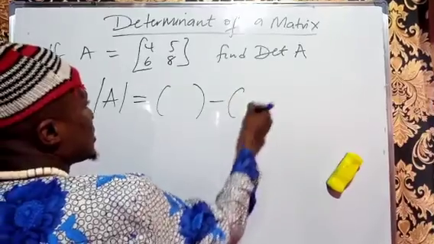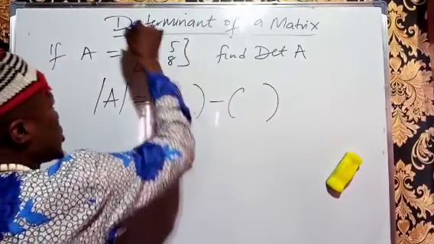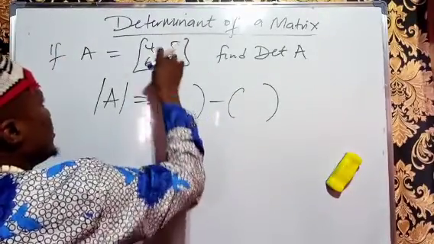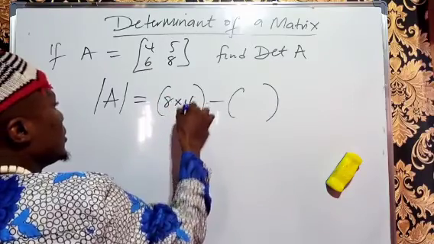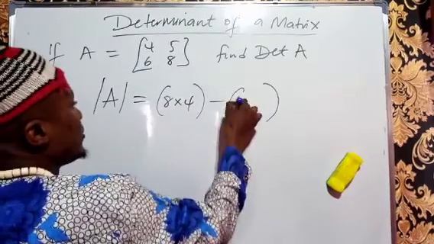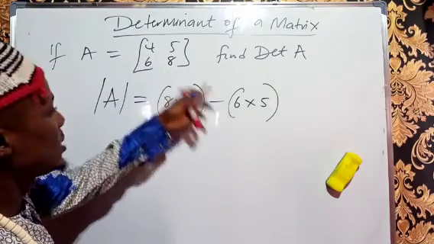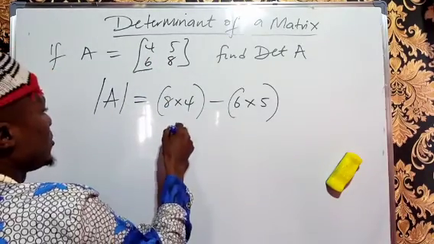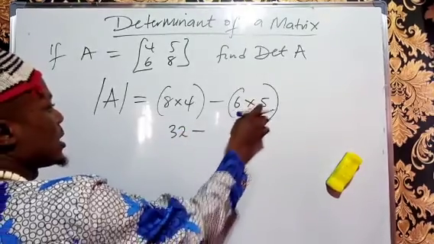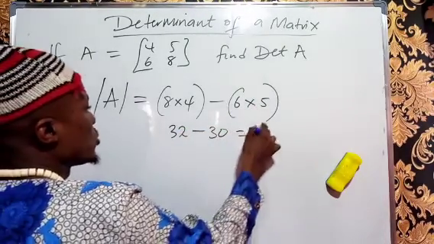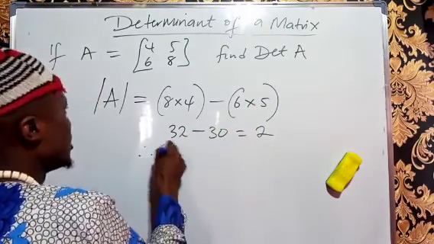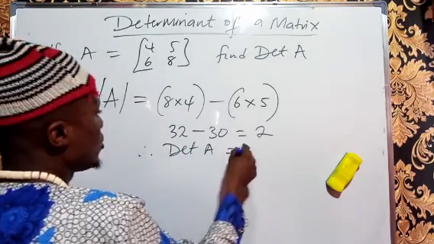Okay, so look at what we just do. Put two brackets, just cross multiply. 8 times 4, 6 times 5. You are subtracting, just cross multiplication. 8 times 4 and 6 times 5. So 8 times 4 is 32, 6 times 5 is 30, and when you subtract you get 2. So therefore, that A equals 2.